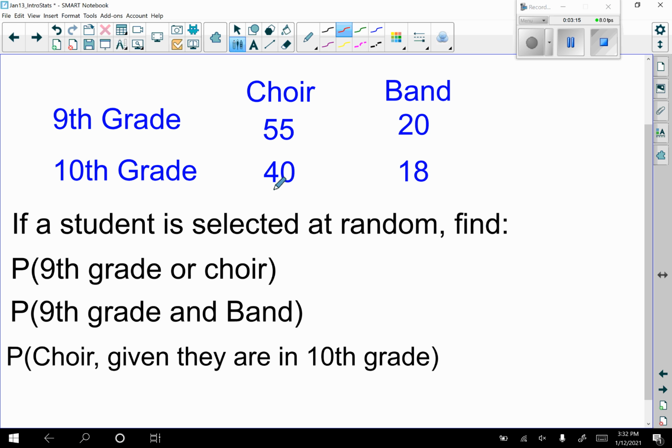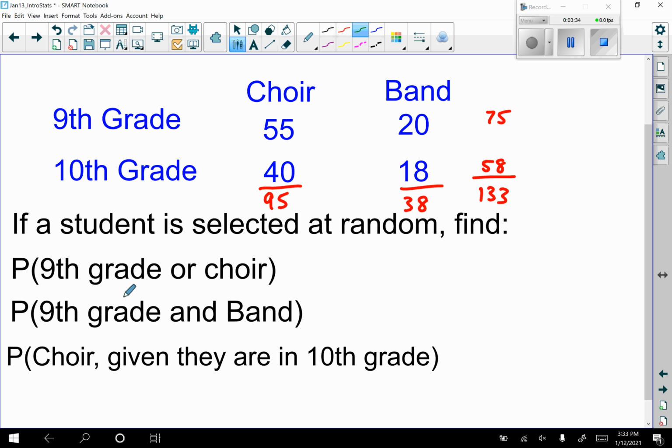The first thing we want to do here is get these totals. So we've got 95 total in choir. We have a total of 38 in band. For 9th grade, we have 75. And then for 10th grade, we have 58. Getting these totals either vertically or horizontally should give us 133.